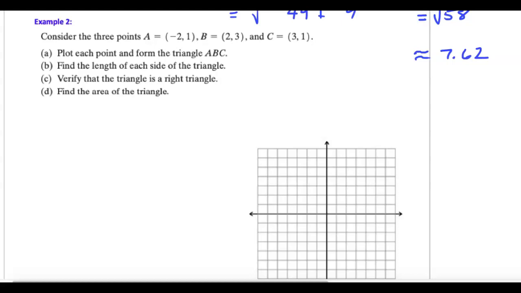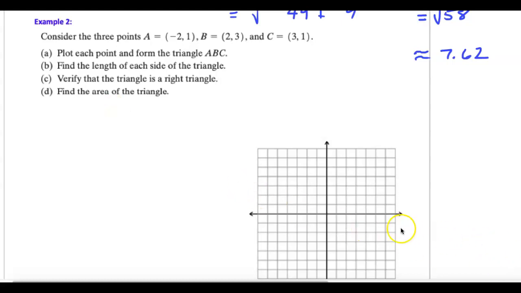In this next example, with the distance formula, we get to see how using the Cartesian plane allows us to translate geometry problems into algebra and vice versa. So consider the 3 points A, B, and C with their coordinates. We are going to first plot each point to form the triangle. Then we will find the length of each side of the triangle. Then we will verify that the triangle is a right triangle and find the area of the triangle.